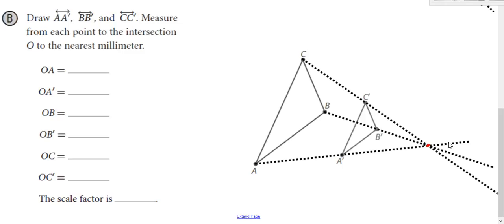Now, this time you should notice that the original, the pre-image, ABC, is larger than the image A prime, B prime, C prime. That means your scale factor is like a fraction, like 1/2. It looks like it's going to be about 1/2. To get that measurement for sure, you just measure from O to A and O to A prime.